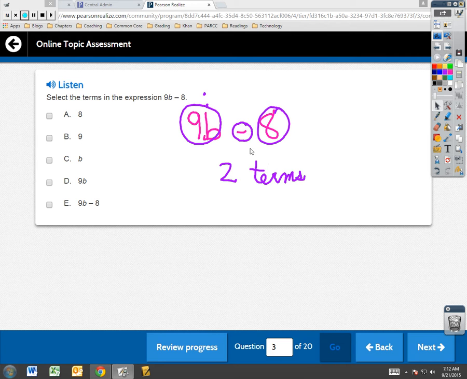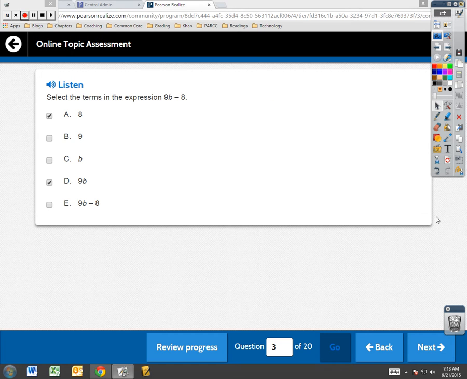Now, 8 is one of those terms. 9 is not the term by itself, because it's being multiplied by the variable b. So 9b is the term. 9 is not, b is not, for the same reason. And then we have this: 9b minus 8 does look tempting, but that's an expression, not a term. All right, let's hit next.